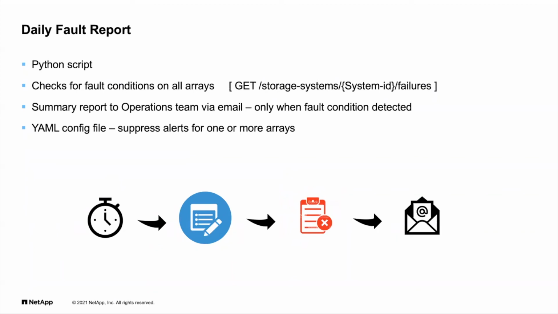For the daily fault report, we loop through the arrays in the inventory and check for fault conditions using the storage systems failures API endpoint. We've looked at that when we reviewed the interactive documentation. A summary report is generated and notifies the operations teams via email. If there are any unresolved fault conditions on any of the storage arrays in the inventory, only then it sends out an alert. If a storage array is in maintenance and you intend to suppress the alerts, we can add it to a YAML config file.